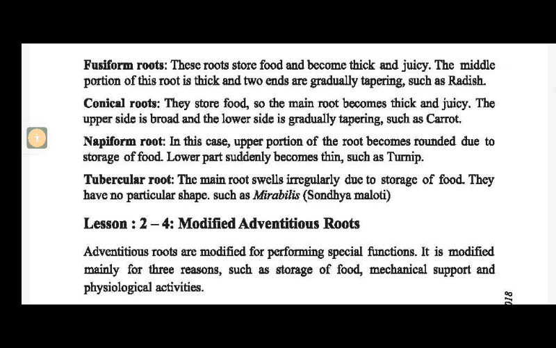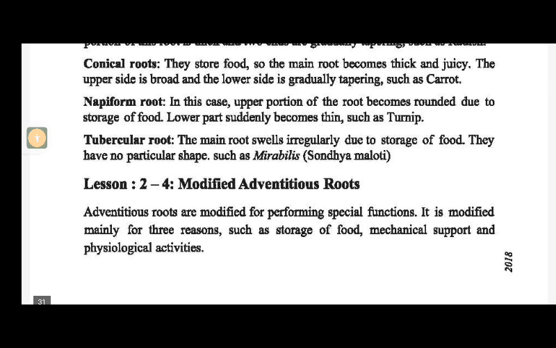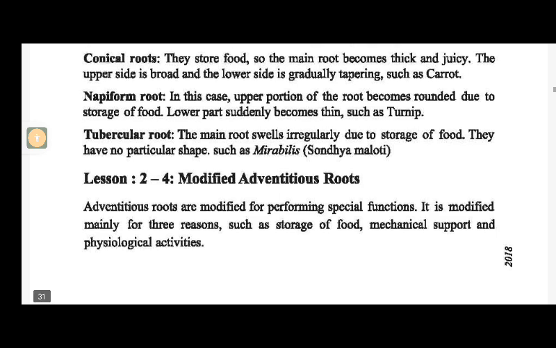Fusiform root. These roots store food and become thick and juicy. The middle portion of the root is thick and the 2 ends are gradually tapering, such as radish. Conical root. They store food, so the main root becomes thick and juicy. The upper side is broad and the lower side is gradually tapering, such as carrot.